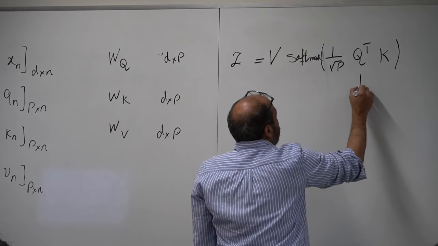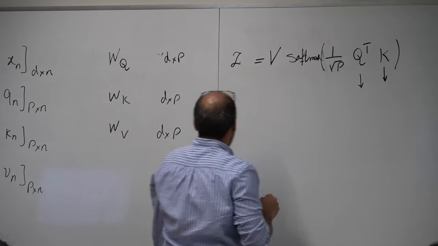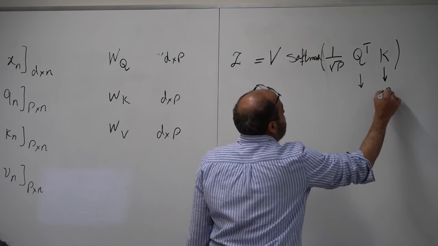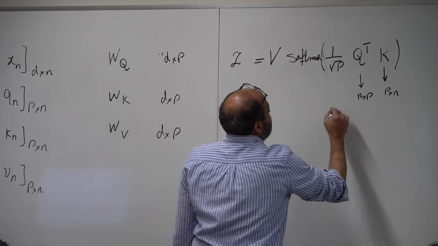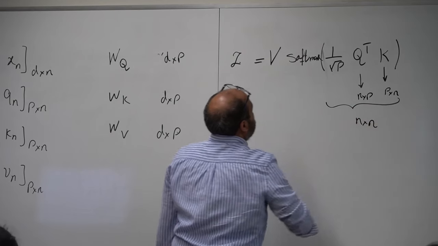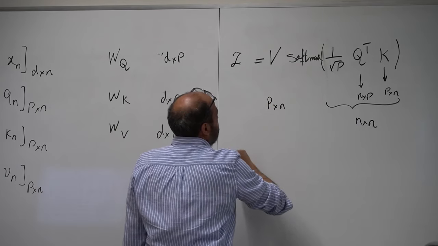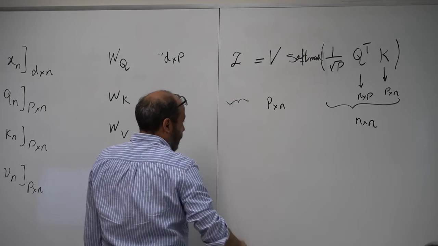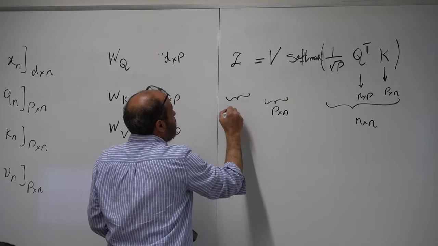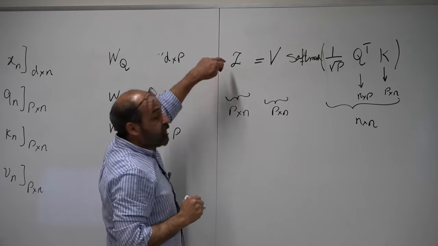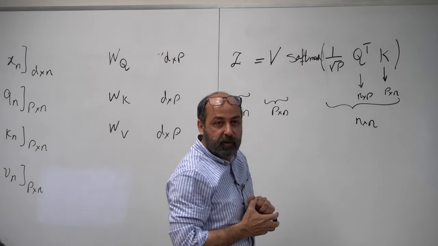What's the dimensionality of this? K is P by N, right? And Q transpose is N by P. So this is N by N. And V is P by N, so this is P by N, and this will be P by N. So that's your new representation, your new V. So this is basically self-attention in matrix form.